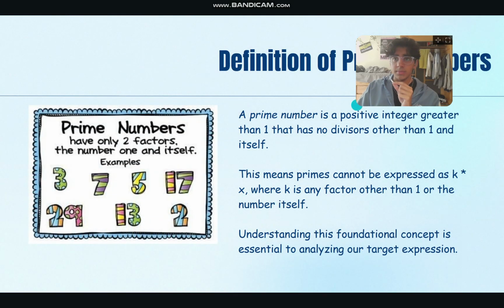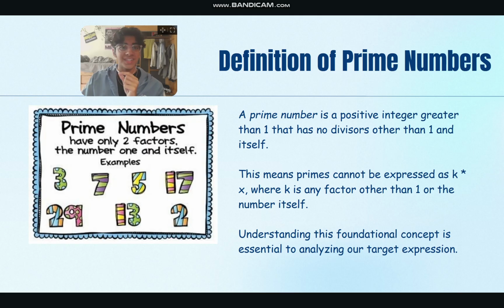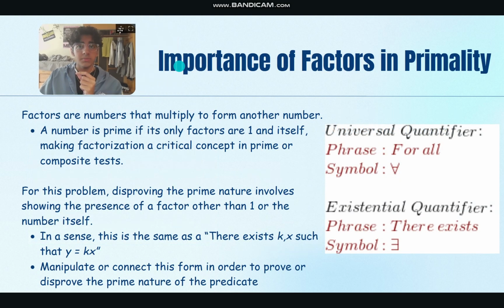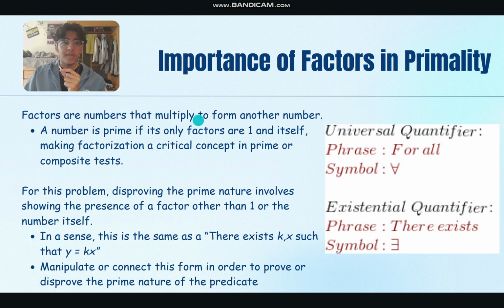So, our introduction to the problem: we have to remind ourselves of the definition of prime numbers. A prime number is a positive integer greater than 1 that has no divisors other than 1 and itself. So that means you can't express primes as 2k or 3k, like you might numbers divisible by 2 or divisible by 3, with k being any arbitrary integer and the number next to it being the 2 or the 3, not anything other than 1 or the number itself. And so the importance of factors in primality is that a number is prime if and only if its factors are 1 and itself.